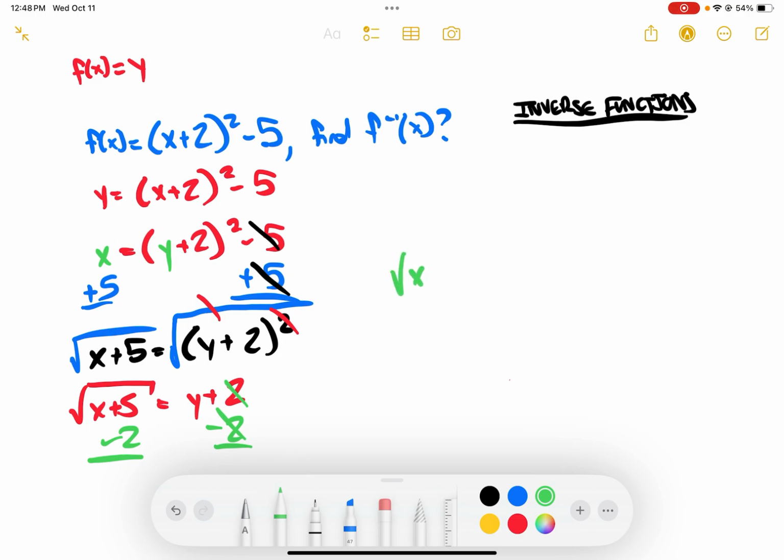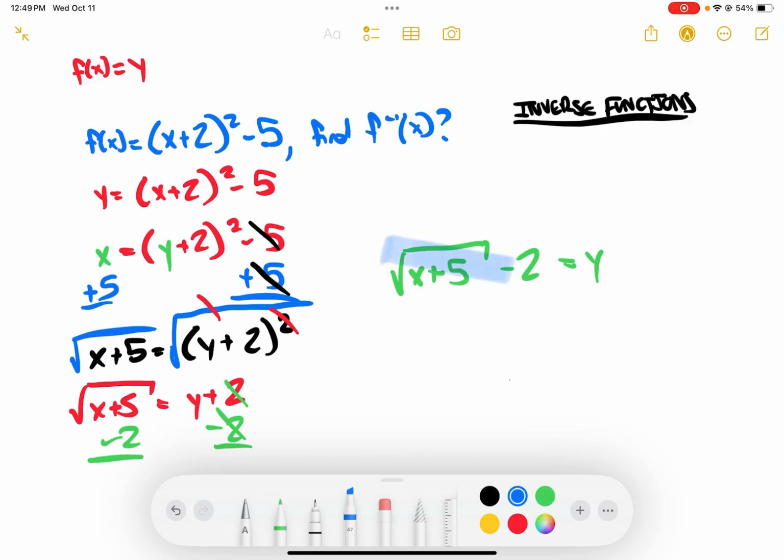I want y by itself, but it's being added to 2, so I will subtract 2 from both sides. So I have the square root of x plus 5 minus 2. A lot of people will mistakenly do 5 minus 2 is 3 and go square root of x plus 3. That's a mistake, right? That minus 2 is not invited to the party, right? It can't just barge its way into the square root ahead of time, right? So the square root of x plus 5, and then the minus 2 kind of has to sit outside, is equal to y.